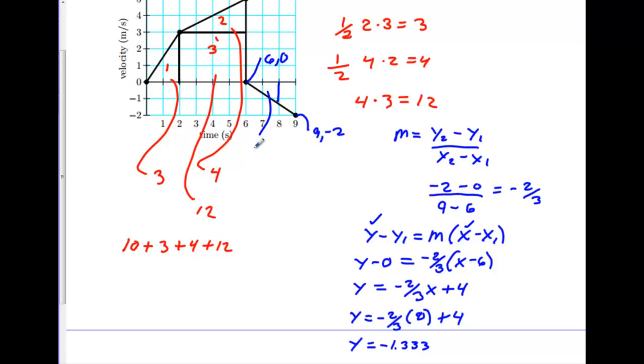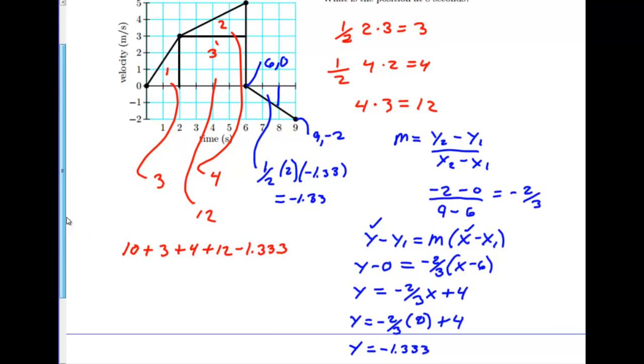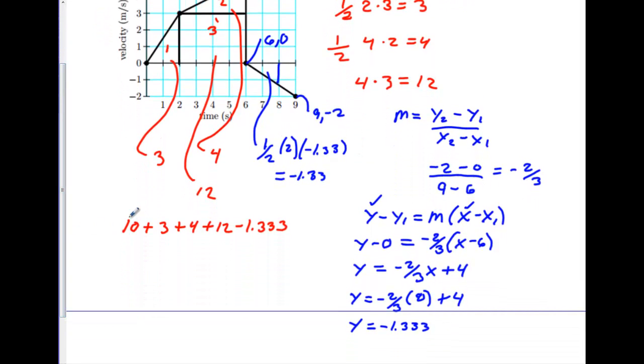So the area of this would be 1/2 times my base. My base would be 2 times my height, which is negative 1.333. We'll run that value there. And actually I know that right off the top of my head. That's going to give me a value of negative 1.333. So all I have to do now is come down here and add in negative 1.333. That's going to give me my position at the time interval of 8 seconds. And when I run those values, 10 plus 3 plus 4 plus 12 minus 1.333, I'm going to get a value of about 27.67. And that would be my position.